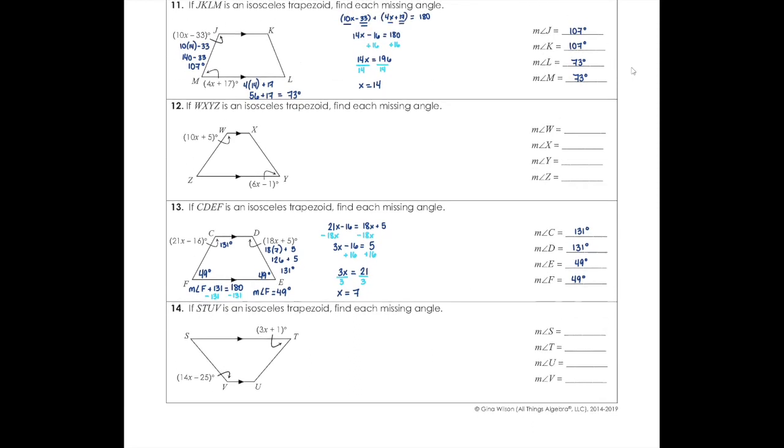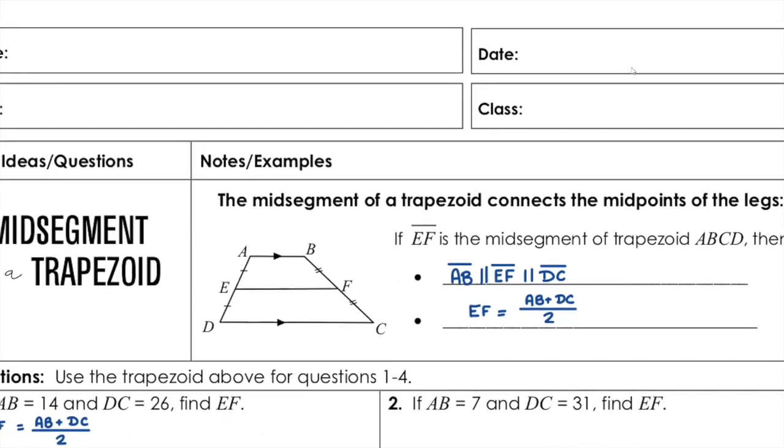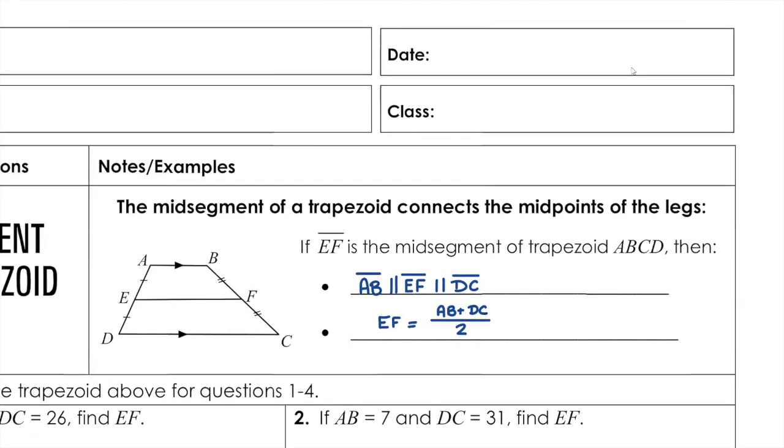So now that we know the properties of our trapezoid, let's talk about the mid-segment of a trapezoid. A mid-segment connects the midpoints of each leg. Well, isn't that what a triangle mid-segment did? Correct. A triangle mid-segment connected the midpoints of two sides of the triangle while being parallel to and half the length of the third side.